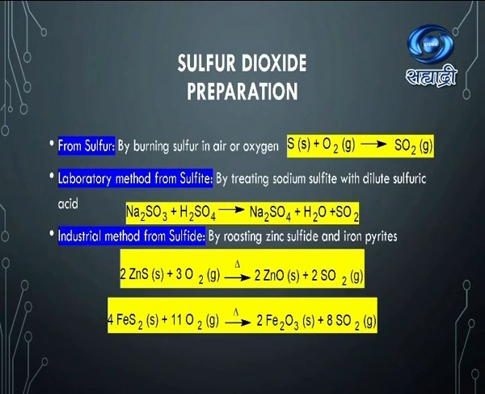Then how is sulfur dioxide gas prepared industrially? It is prepared from sulfides by roasting zinc sulfide and iron pyrites. Roasting is when sulfide ore is heated in presence of oxygen. So the equation is given: 2ZnS solid plus 3O2 gas gives 2ZnO solid plus 2SO2 gas. Similarly, 4FeS2, these are iron pyrites, plus 11O2 gas gives 2Fe2O3 solid plus 8SO2 gas. So these are the methods of preparation of sulfur dioxide.